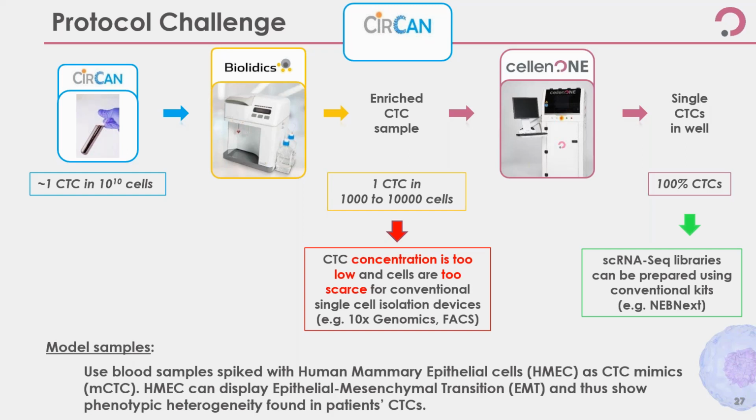So we believe that our cellenONE technology, given the high recovery rate that it can achieve, was a very good proposition to achieve this. In this experiment, as everybody does in the field of CTCs, we always start with a spiked sample of a known number of cells. We used a very nice model developed by a researcher here in Lyon, which are those human mammary epithelial cells, HMEC, as CTC mimic, because those HMEC cells can display the epithelial mesenchymal transition. So they are very heterogeneous in their phenotype, and so they are a very good model for CTCs.